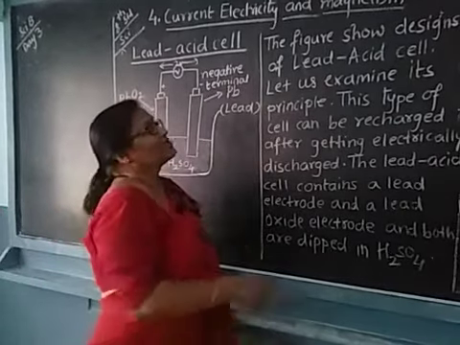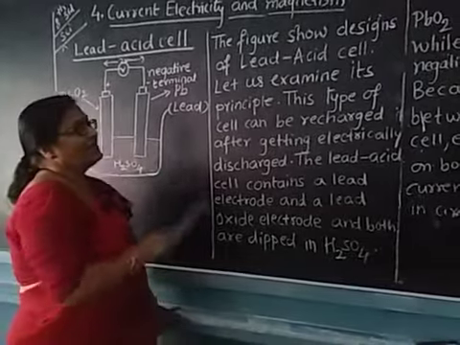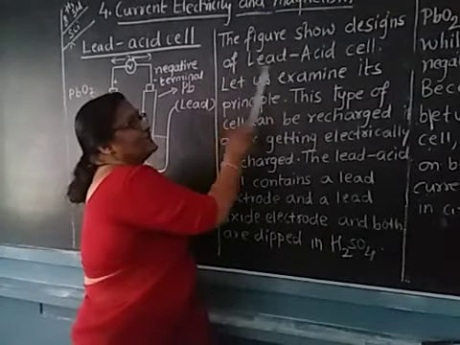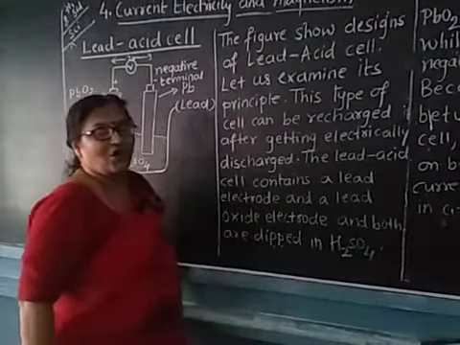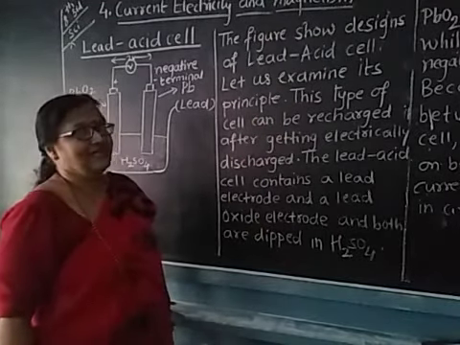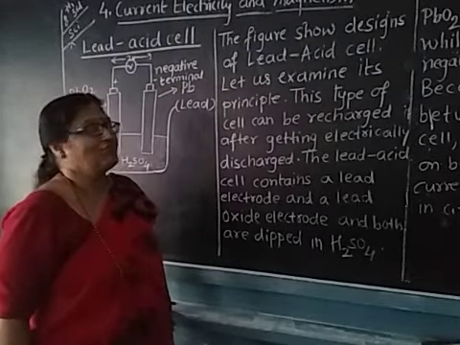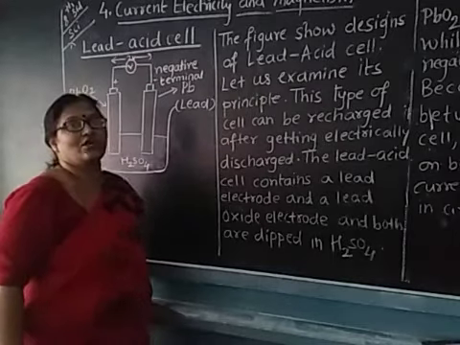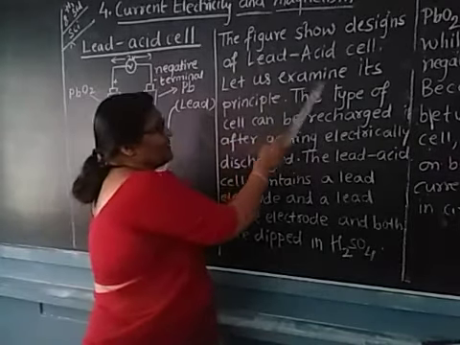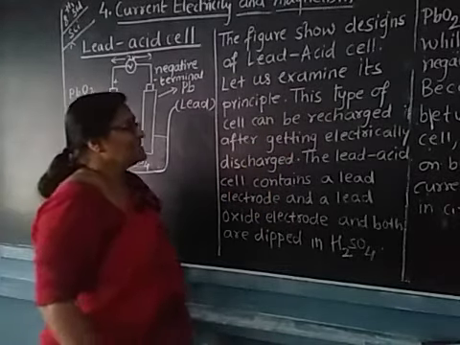Now what does this figure show? This figure is nothing but the design of a lead acid cell. We call it a lead acid cell because of the presence of lead and acid. That means this cell is made up of lead and acid, therefore we call it a lead acid cell. Let us examine its principle. Now we are going to see the principle.